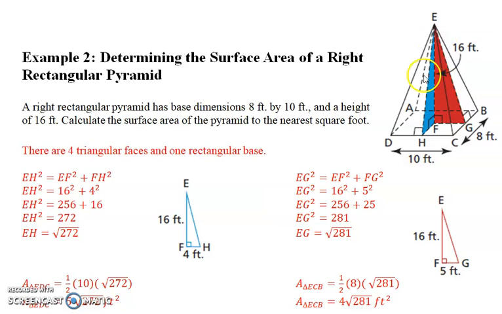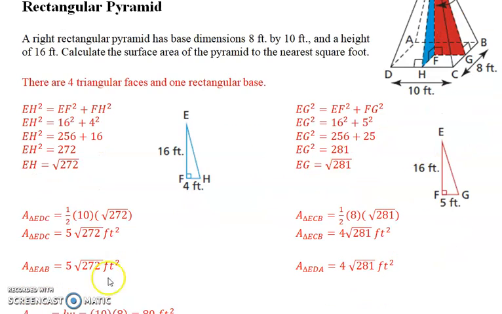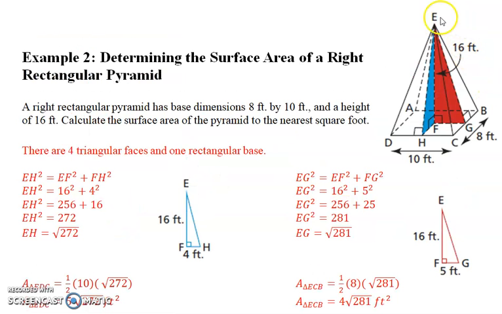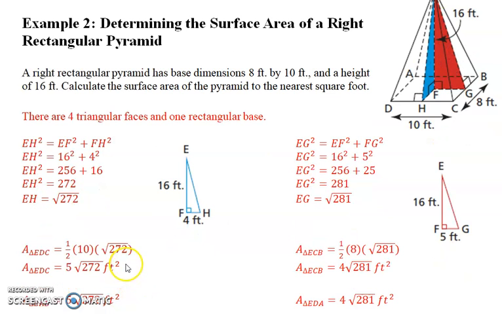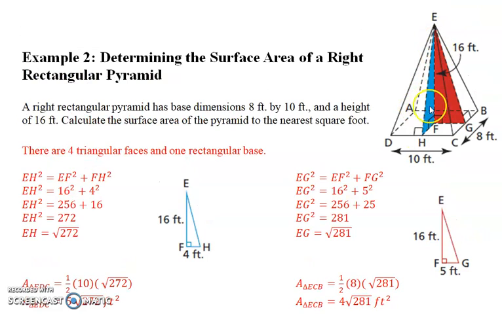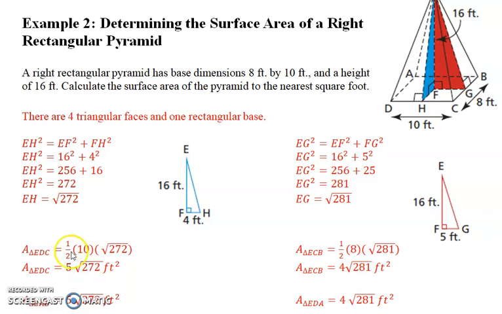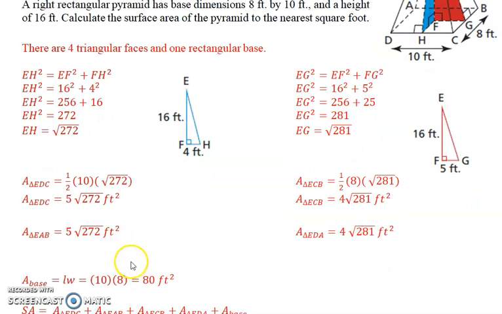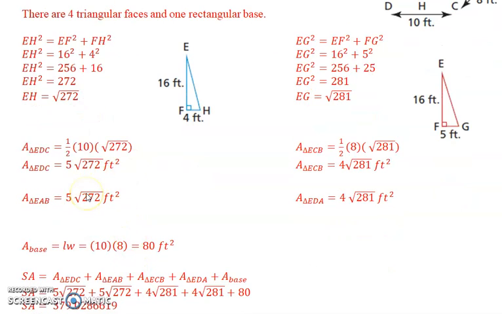So the area of that triangle EDC is 1/2, because we know it's a triangle, 1/2 the base. Base is 10, distance D to C, multiplied by the height, which is the slant height in the diagram. When you use area equals 1/2 the base times the height, the height is the slant height of a 3-dimensional object, right? So we plug that in, and we get 1/2 times 10, which is 5. So it's 5 square root 272 feet squared. You don't have to get that decimal. We can just do that at the very end. So it's easier just to take this with you.